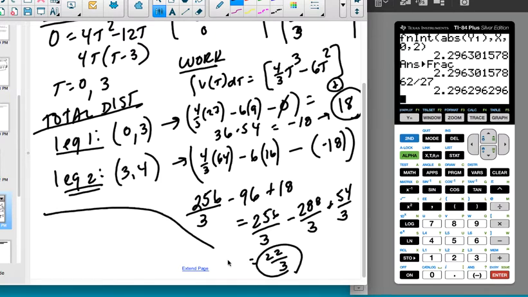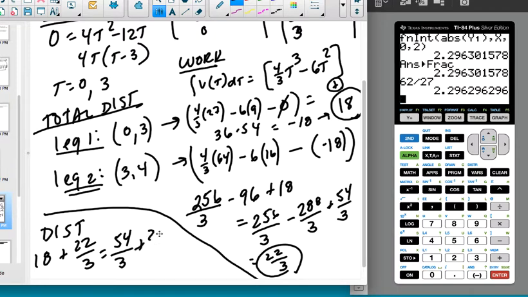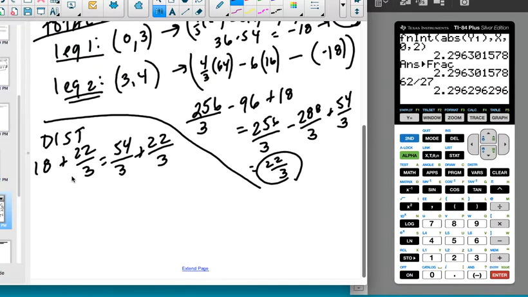So I'm pretty sure that my total distance should be an 18 plus a 22 over 3, which is a 54 over 3 plus a 22 over 3, which, if we scroll down, should give me a 76 over 3, which is not divisible by 3.